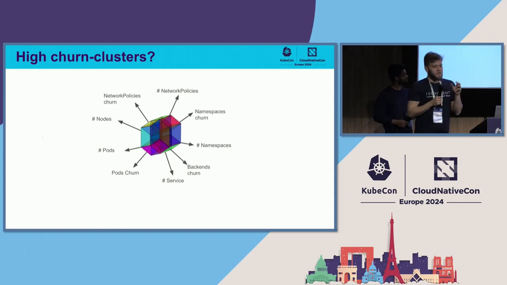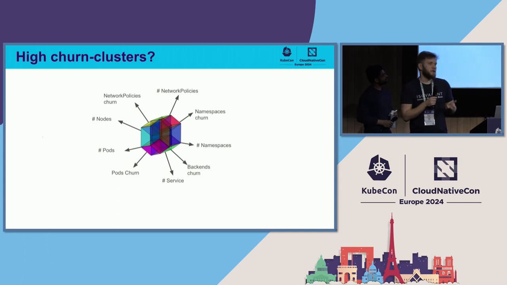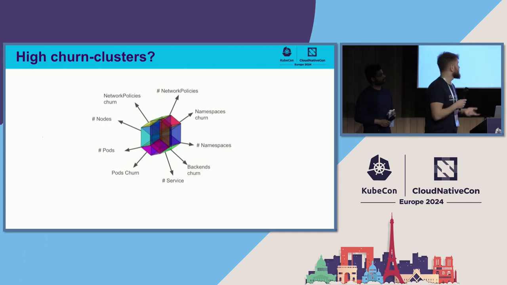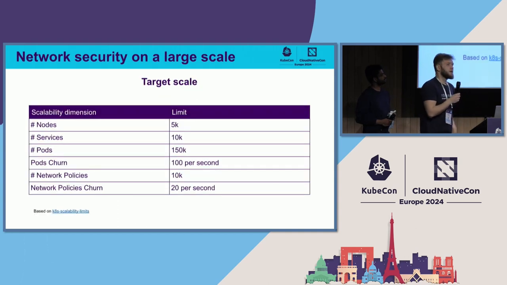So just to recap, if we are thinking about scalability of Kubernetes, it's not just the number of nodes, but actually way more dimensions. And just based on those two features that we were talking about in Kubernetes, we can see that it's quite a multi-dimensional problem. So with that in mind, let's think about what's the target scale that we would like to support, if we are implementing this kind of proxy.